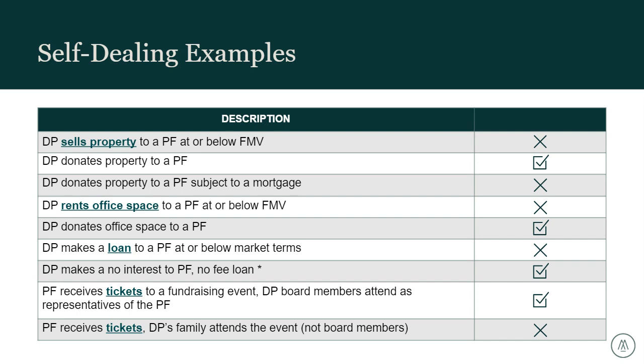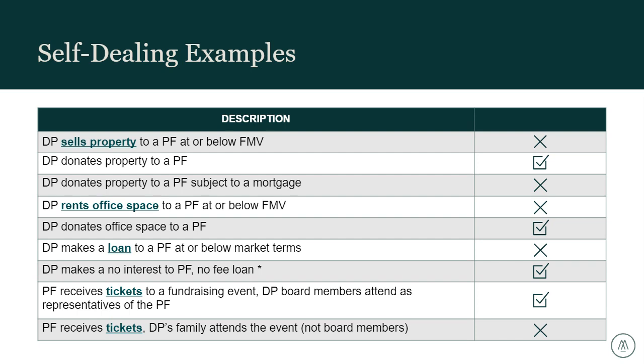And then this one I see a lot, and I get a lot of questions on this one, is if the private foundation receives tickets to a fundraising event and the disqualified person board members attend as representatives of the private foundation. That is okay. Where things get a little sticky, however, is if the private foundation receives these tickets, but the disqualified person's family attends the event and not the board members. That's really when, are they really representatives of the private foundation? Most likely no. That's when people can get themselves into a situation.